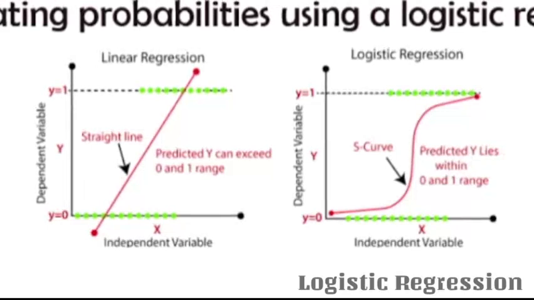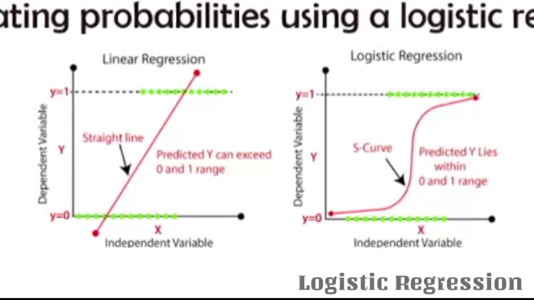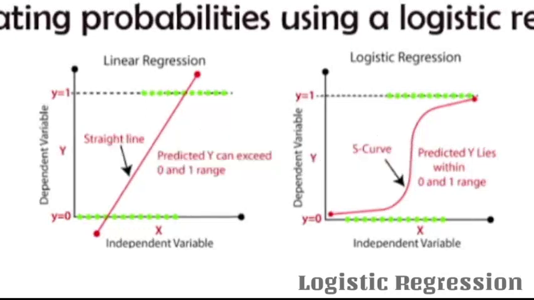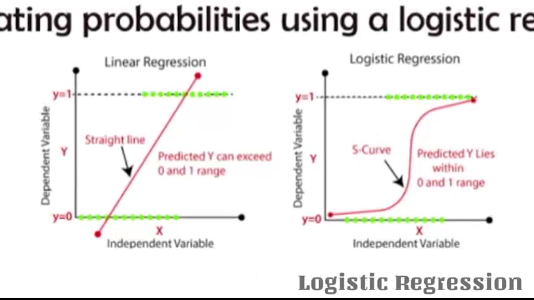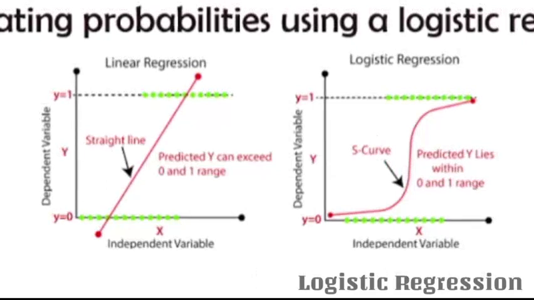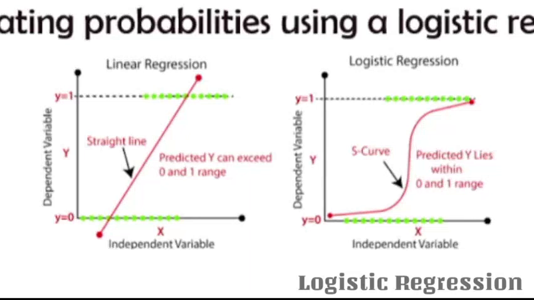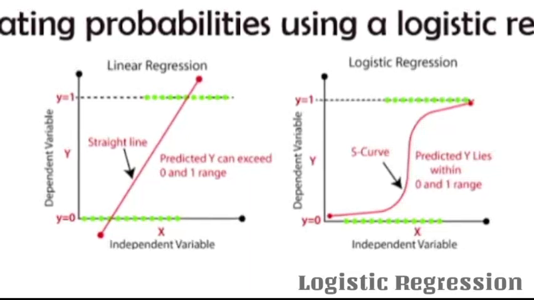Okay, so logistic regression is a significant machine learning algorithm because it has the ability to provide probabilities and classify new data using continuous and discrete data sets too. Logistic regression can be used to classify an observation using different types of data and can easily determine the most effective variable used for the classification.